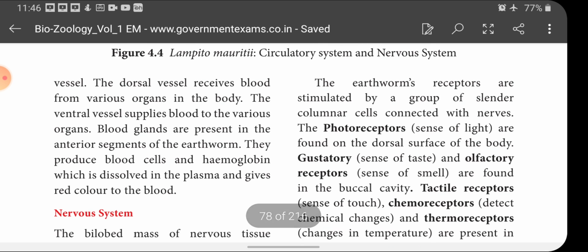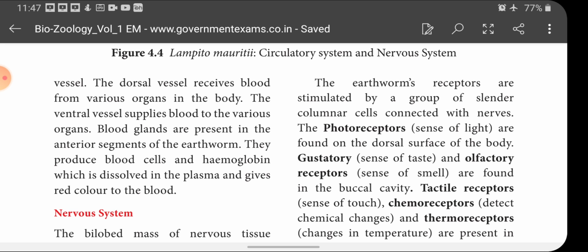The dorsal vessel receives blood from various organs in the body. The ventral vessel supplies blood to the various organs. Blood glands are present in the anterior segment of the earthworm. They produce blood cells and hemoglobin, which is dissolved in the plasma and gives red color to the blood. In our body, blood cells like RBCs, WBCs and platelets are produced in the bone marrow. In earthworm, the blood cells as well as the hemoglobin are produced by the blood glands which are present in the anterior segment of the earthworm.